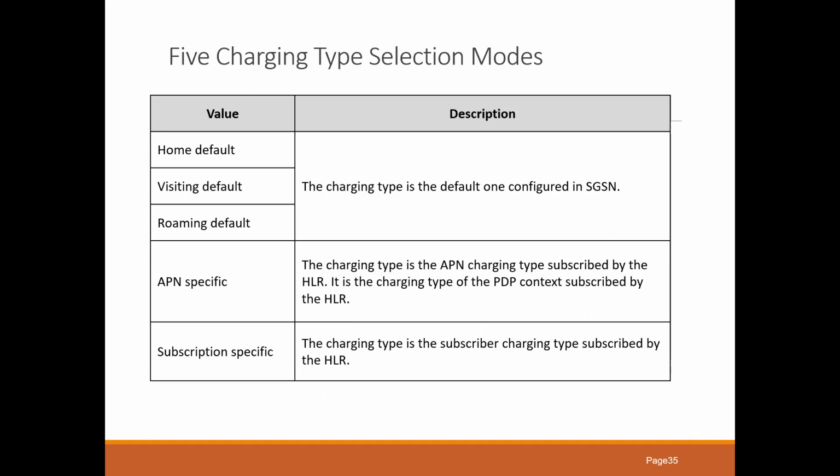And five different charge selection modes. These three parts we already discussed: home default, visiting default, and roaming default. And then these two are APN specific and subscription specific. So your charging type in the APN charge is supplied by the HLR. If you have a specific APN context that is specified in the HLR, your charging can be done specific to your APN. And then it can be based on a specific subscription. If you have done a specific charge subscription in your HLR profile, then your charging can be done based on that specific subscription. But usually it is these three.